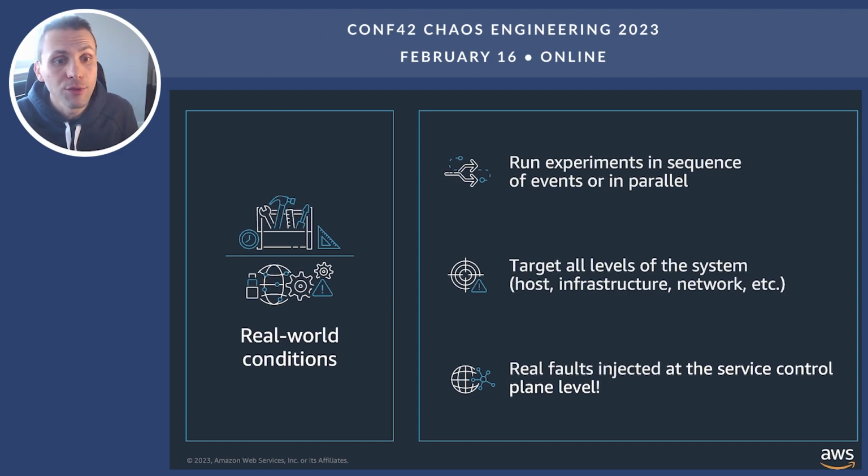You can also target all levels of the systems, both the host, the infrastructure, the network, and many more. And you can select maybe just a few of them. You have full control and flexibility in that aspect. And real faults, and this is an important one, real faults injected at the service control plane level. So the faults and the injection that are being implemented into your environment are actually real world faults, not just makeups of potentially APIs and whatnot. Those are actually failures that are happening in real time.